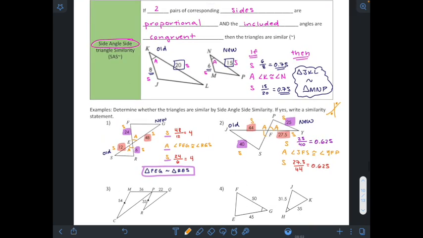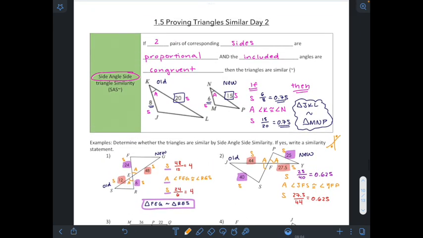We were told in the original example that you do have to have two sides that are proportional, but those sides also have to be touching the angle that's congruent. So if you look at our initial examples, we have a side and then an angle, and directly next to that angle on the other side is the proportional side.